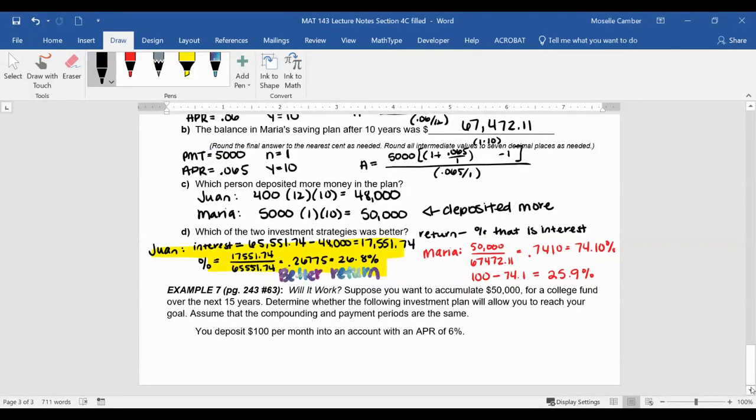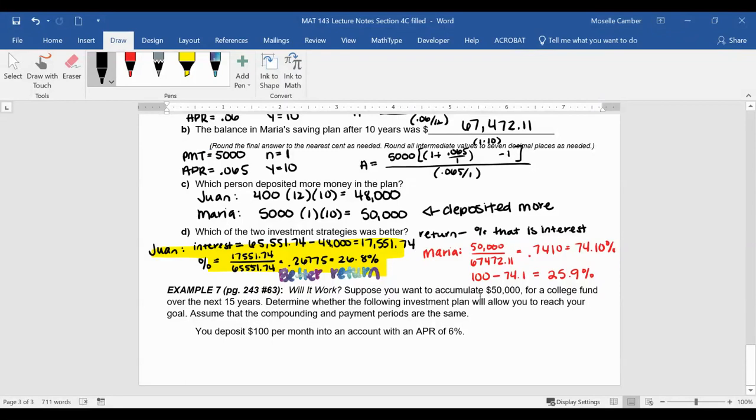Okay, last example. Will it work? Suppose you want to accumulate $50,000 for a college fund over the next 15 years. Determine whether the following investment plan will allow you to reach your goal. Assume the compounding payment periods are the same. So here, we want $50,000. They give us a payment as well, right? So they give us both A and B. What that means is we're going to use this payment to see if this A is accurate. So are we going to have that $50,000 that we want?